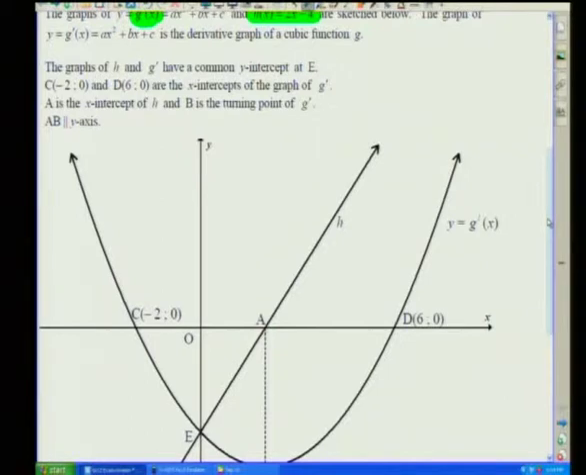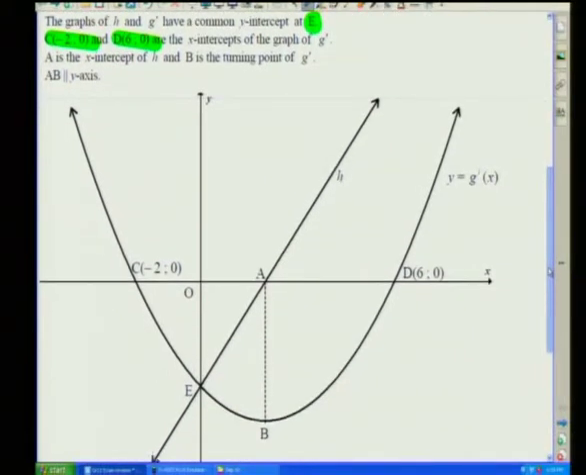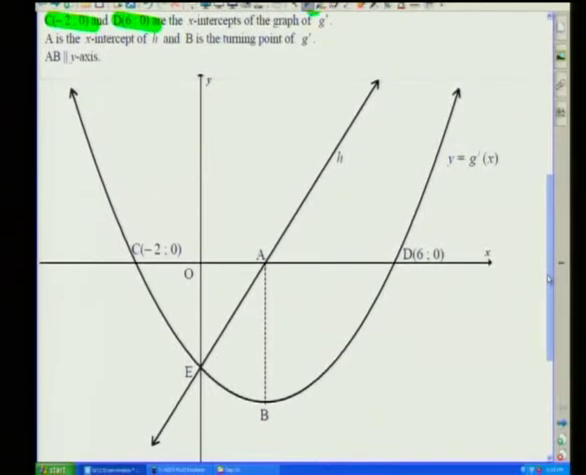They tell you that they have a common y-intercept at the point E. C is the point minus 2 and 0, so that's one of the x-intercepts. D is 6 and 0, that's another x-intercept. And A is the x-intercept of h, which is your straight line. B is the turning point of g dash, and they tell you that AB is parallel to the y-axis.